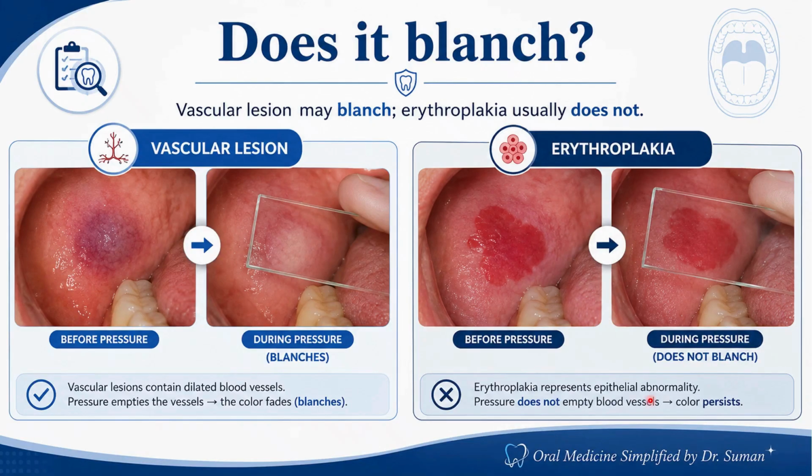Vascular lesions may appear red, blue, or purple. One useful clinical test is blanching. When gentle pressure is applied, a vascular lesion may become pale because blood is displaced from the area. Erythroplakia usually does not blanch because it is not simply a blood-filled vascular lesion. It is primarily an epithelial mucosal lesion.